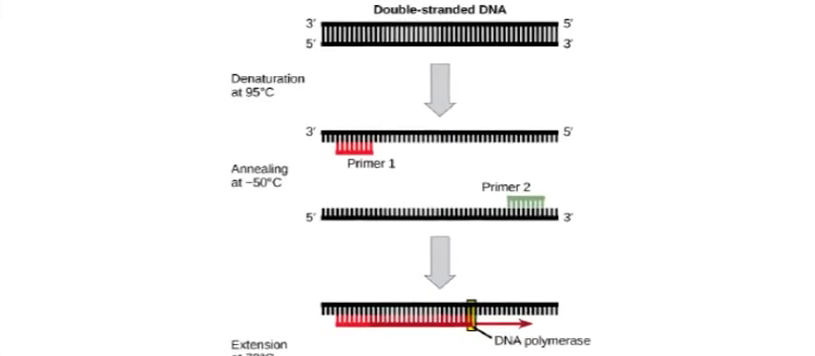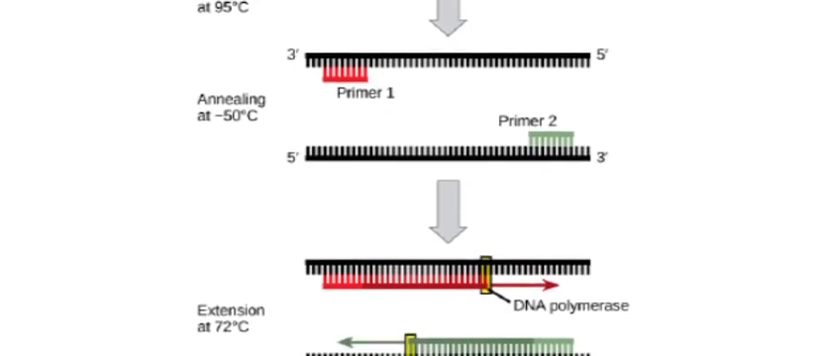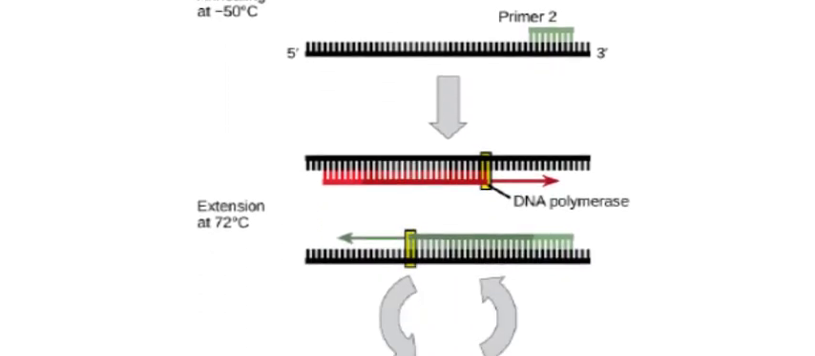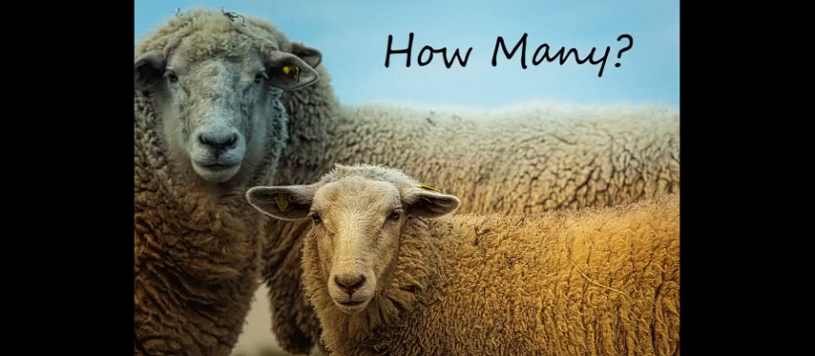Figure 10.4. Polymerase chain reaction, or PCR, is used to produce many copies of a specific sequence of DNA using a special form of DNA polymerase. In our next video, we'll read Cloning and Genetic Engineering.